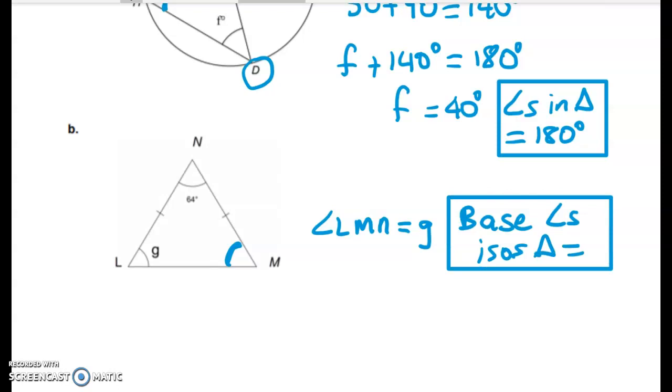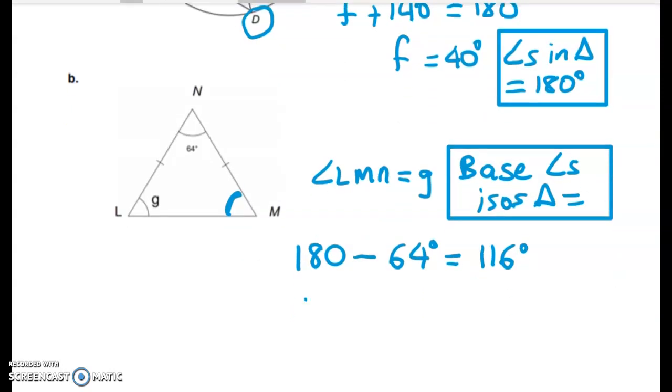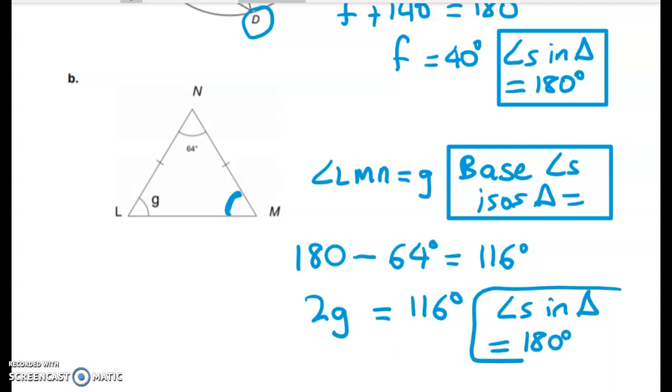The next thing I'm going to use is the fact that angles in a triangle add to 180. So 180 minus 64 degrees is equal to 116 degrees. So 2G must equal 116 degrees. And my reason for that is angles in a triangle equal 180 degrees.